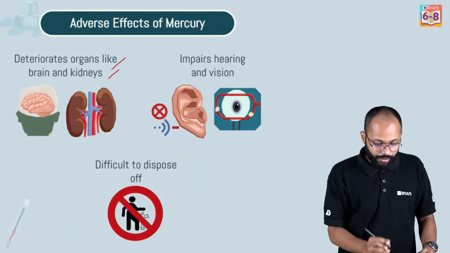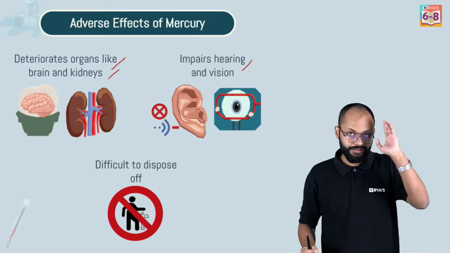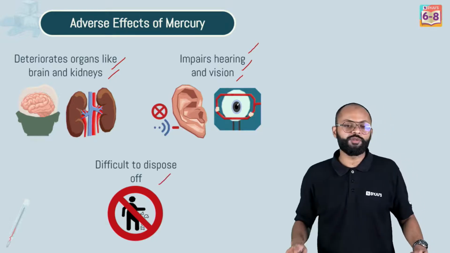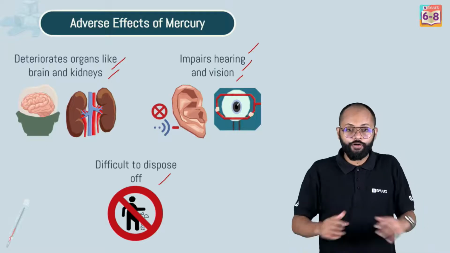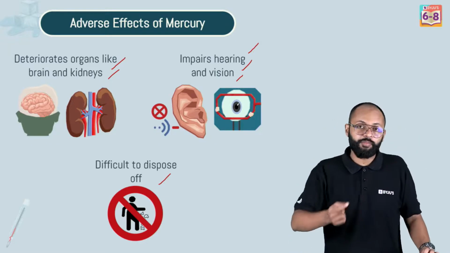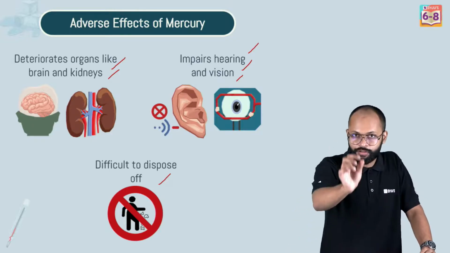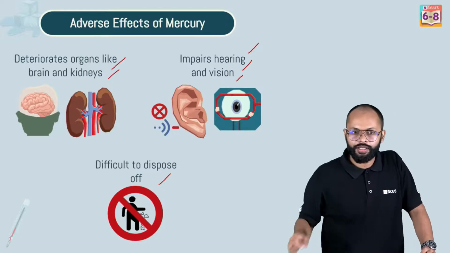It deteriorates organs like brain and kidneys. And there was a disease from this, Minamata disease. In Japan, it happened. Impairs hearing and vision and difficult to dispose of, right? Yes, mercury is not good for the body and liver, brain, nervous breakdowns happen, neurological disorders happen, right? So that's why it is a dangerous thing. So what we are trying to eliminate? The mercury from the thermometer, and that's why, all right?